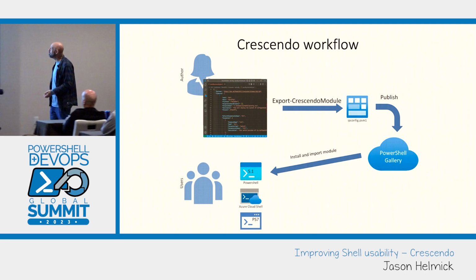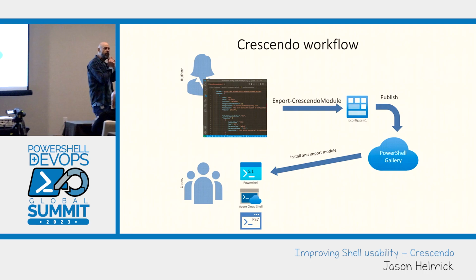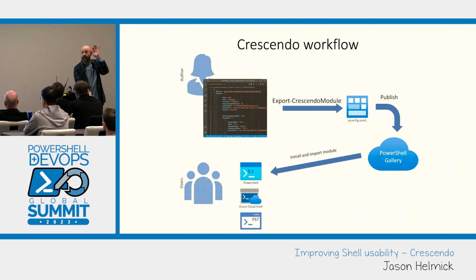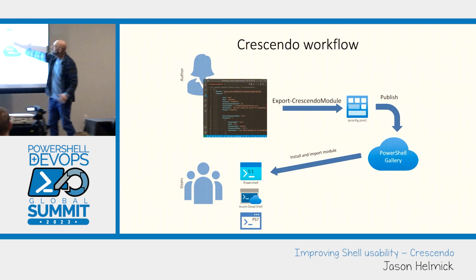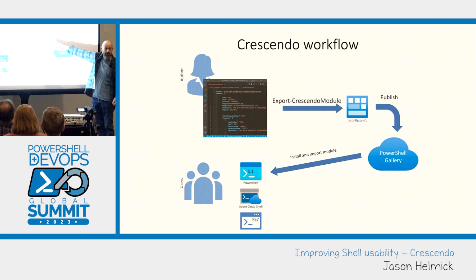You'll run a commandlet, export Crescendo module. Crescendo will then generate everything you need for you. Technically, on the inside, and Jim will tell you more about this if you're curious, it's done with proxy commandlets. And so we generate all of this and shove it into a module. Not just any kind of module, it's a PowerShell module. You also get a manifest with that module, a PSD1.